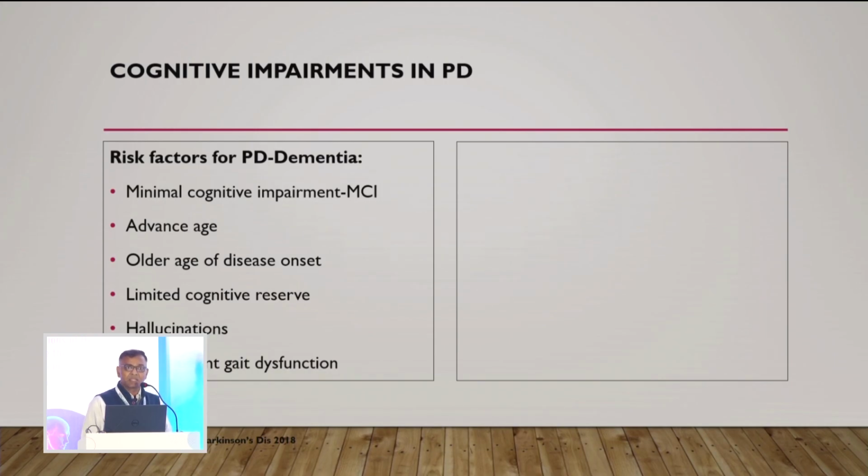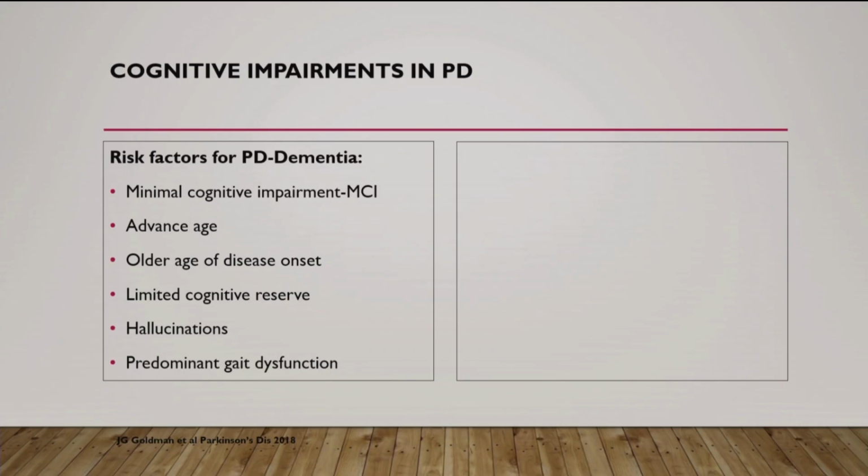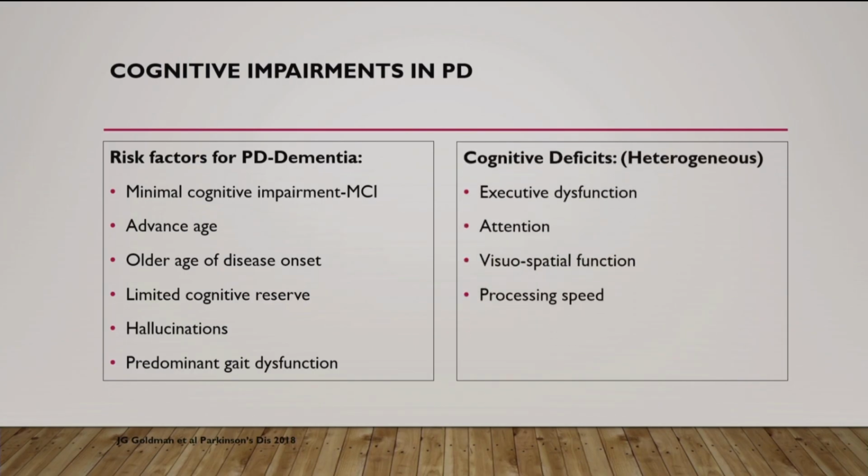Advanced age is another risk factor. The patients who are developing Parkinson's disease at an advanced age are likely to have dementia early in the course of illness. Older age of disease onset means limited cognitive reserve already. So patients who already have senile dementia or MCI would tend to have dementia early in the course of illness. Patients who are having hallucinations or predominantly gait disorders, all these patients would tend to have PDD, right?